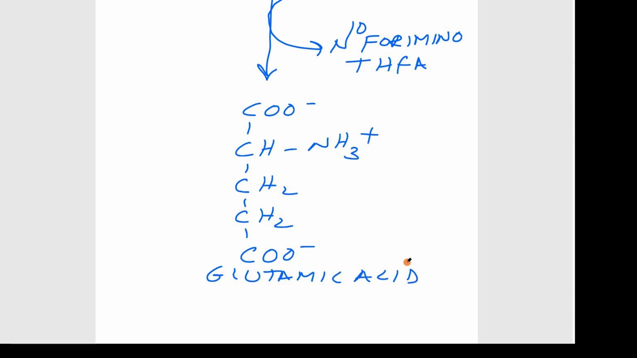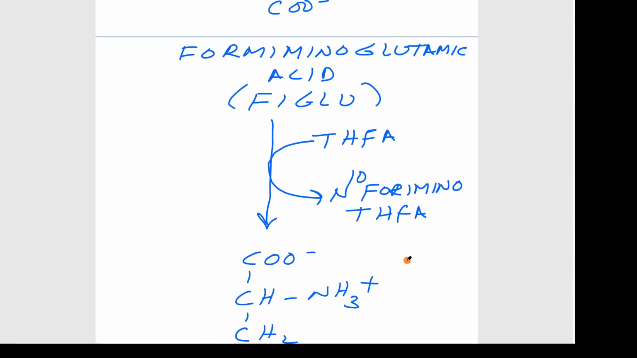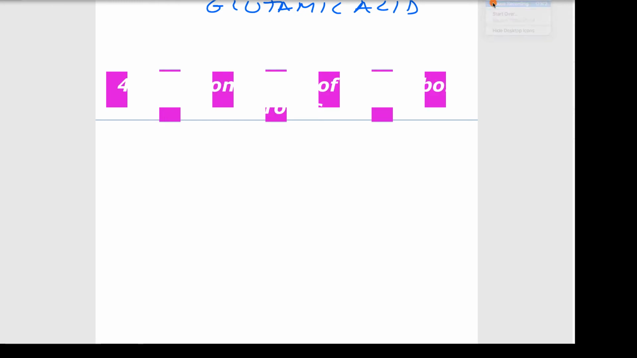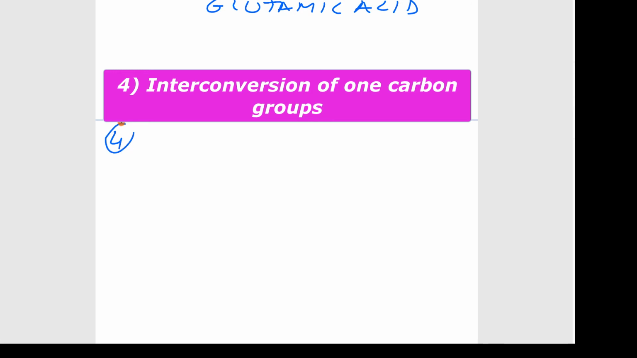So if THFA is not there, what will happen? Formiminoglutamic acid cannot be converted to glutamic acid, so the FIGLU level will increase in the absence of THFA. That means in folic acid deficiency, there is increased excretion of formiminoglutamic acid in the urine, so it is used as one of the tests to detect folic acid deficiency. This is how the generation of one carbon groups takes place. Next objective is interconversion.